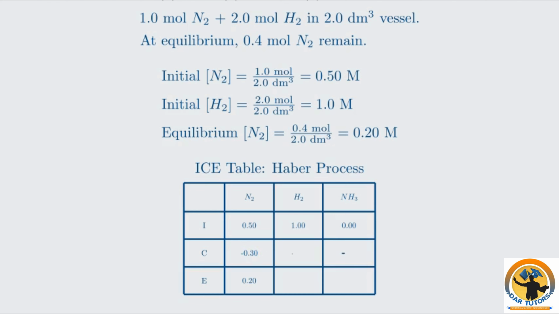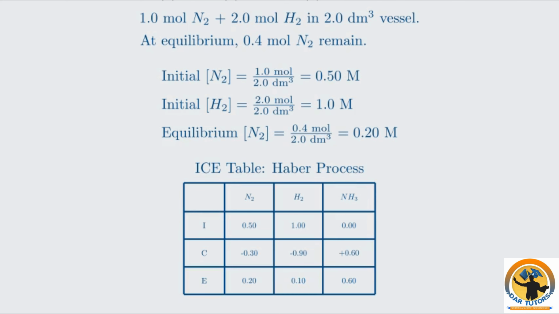Using stoichiometry, the change in H2 is 3 times the change in N2, so 3 times negative 0.30 equals negative 0.90 M. The change in NH3 is 2 times the opposite of the change in N2, so 2 times positive 0.30 equals positive 0.60 M. We complete the table. Equilibrium concentration of H2 is 1.0 minus 0.90, which is 0.10 M. Equilibrium concentration of NH3 is 0.0 plus 0.60, which is 0.60 M.